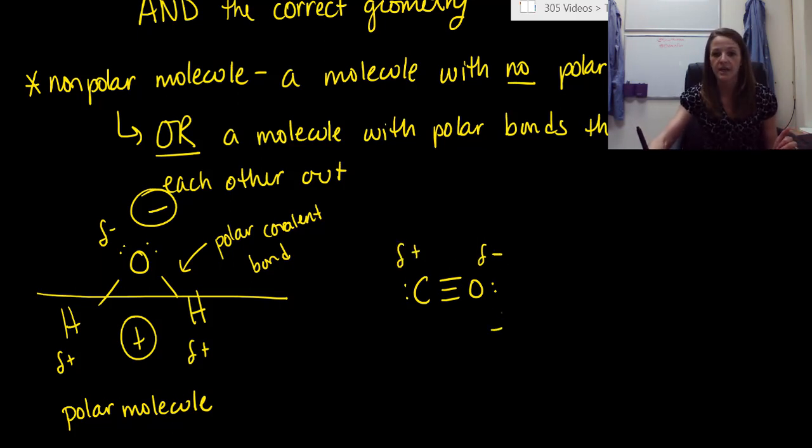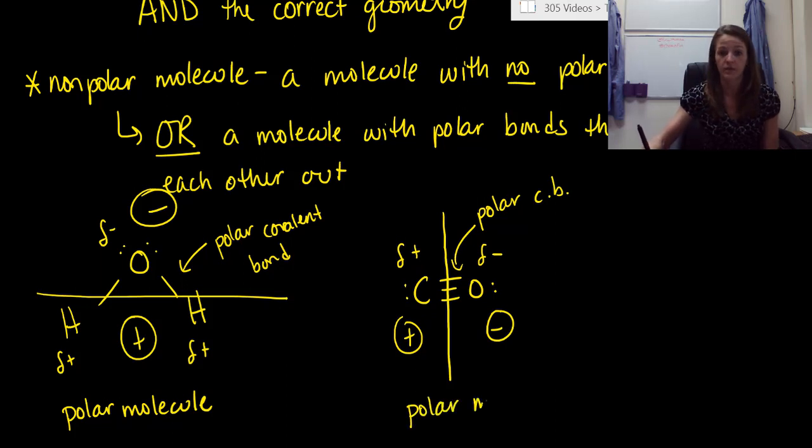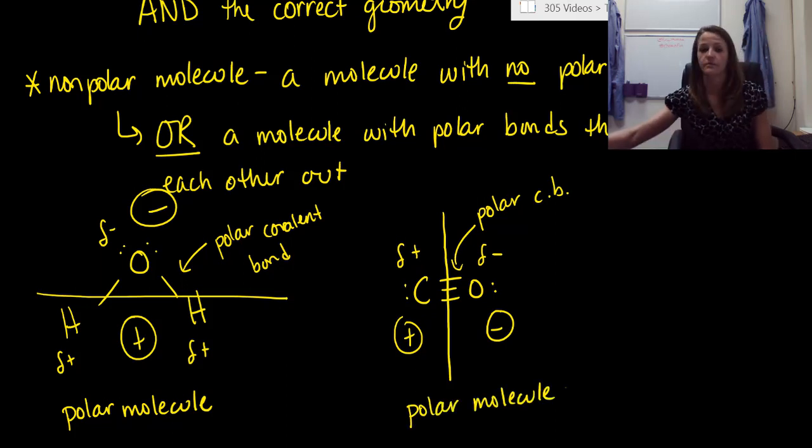Now we say, this is my negative side. This is my positive side. Can I draw a line to separate the two? Absolutely. I can definitely separate my positive side from my negative side. So not only do I have a polar covalent bond, I'm just going to label it CB, a polar covalent bond, I also have a polar molecule. Okay, let's do another example.